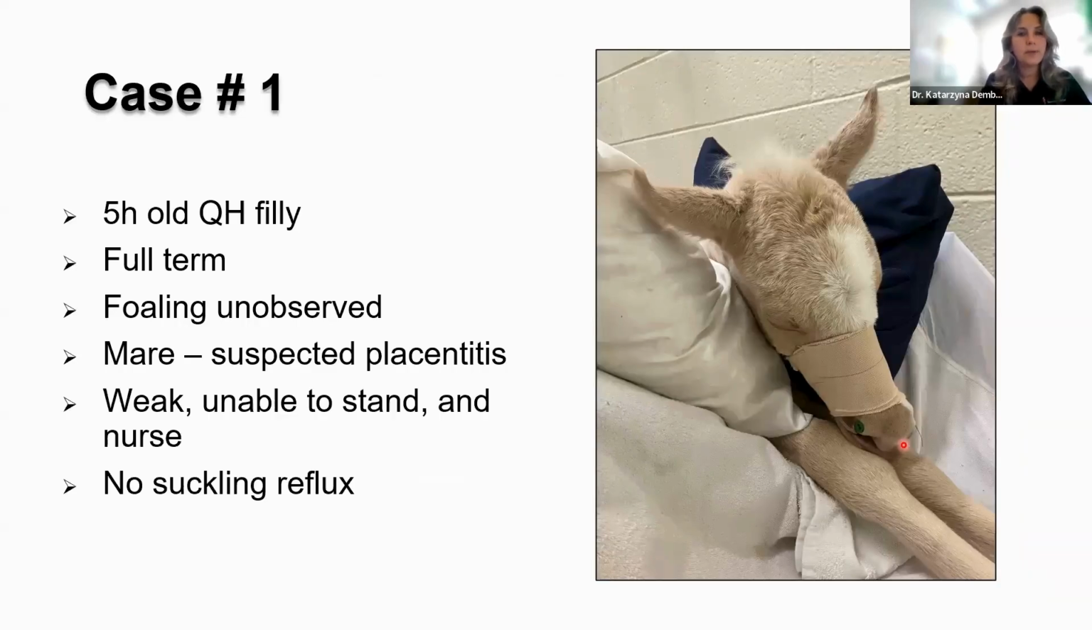Okay, so now I would like to go over a case. This is an example of a foal with adrenocortical dysfunction. This was a 5-hour-old Quarter Horse filly, which was presented to us because she was weak, unable to stand. She was not nursing. She was not following the mare. It was a full-term foal, but the foaling was unobserved, and the mare had evidence of suspected placentitis.